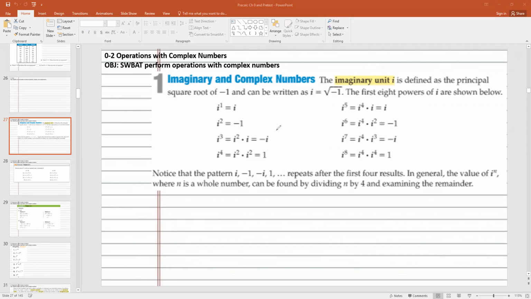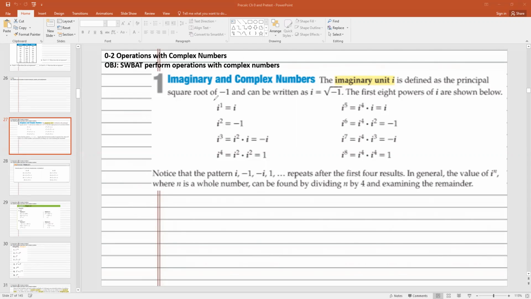Okay, so this is the imaginary unit, i, and remember i is the square root of -1, because you can't have a negative inside of the radical in the real numbers. So, that's why it's an imaginary number.